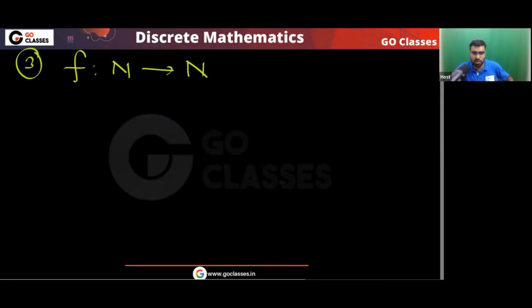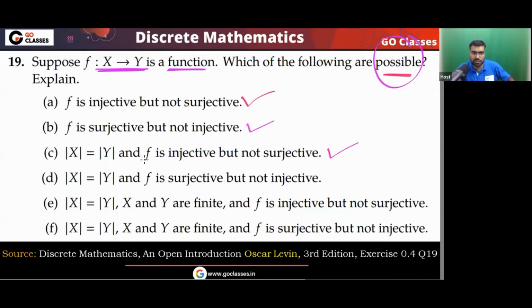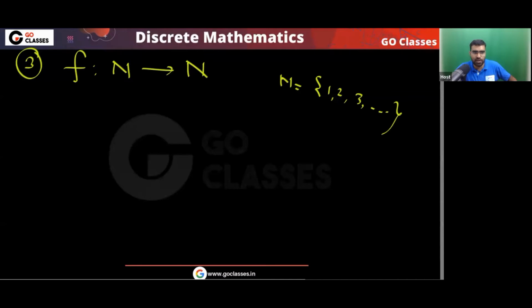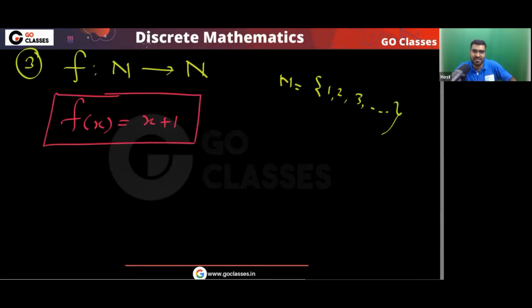to N, from natural numbers to natural numbers. So I can give you this function where F will be injective, but it will not be surjective. For example, just consider this function: f(x) = x + 1. Just look at this function. Is this function surjective?